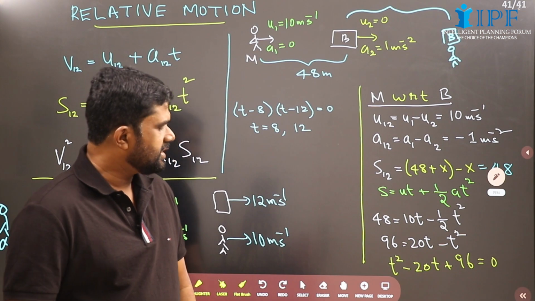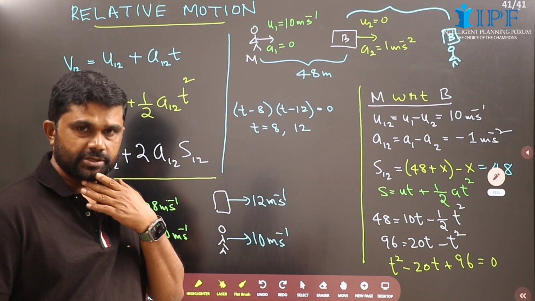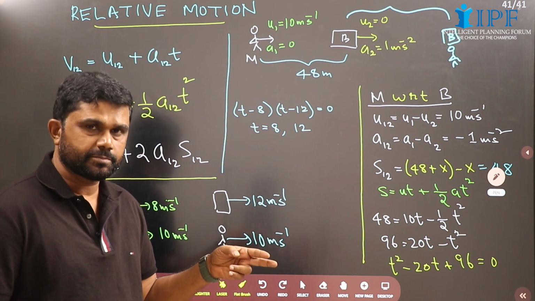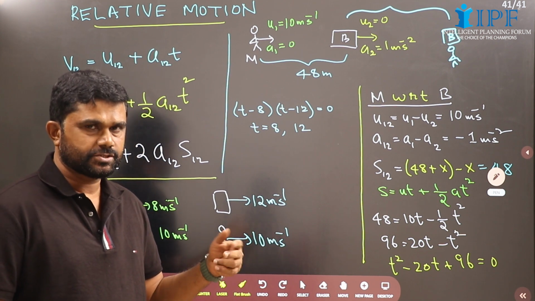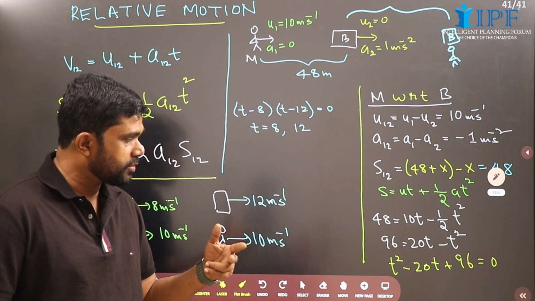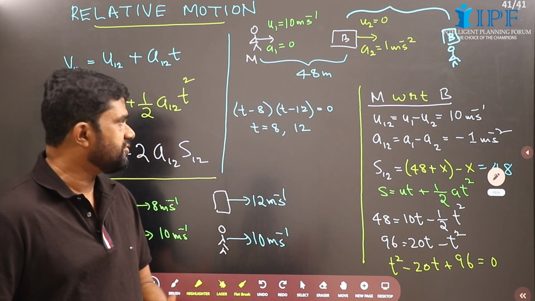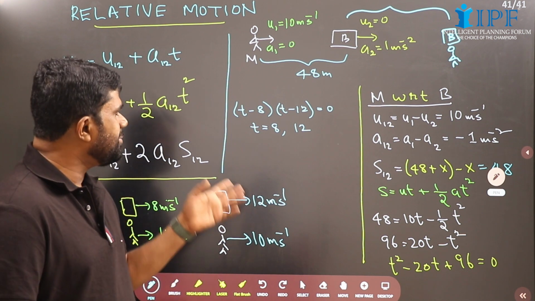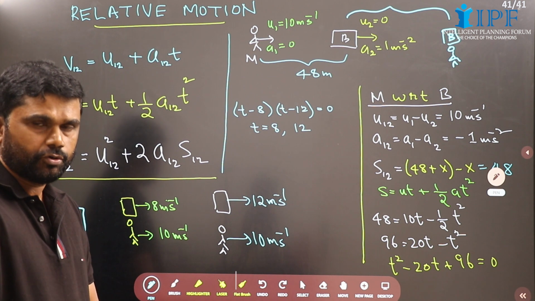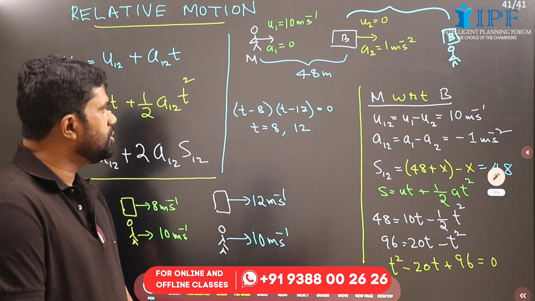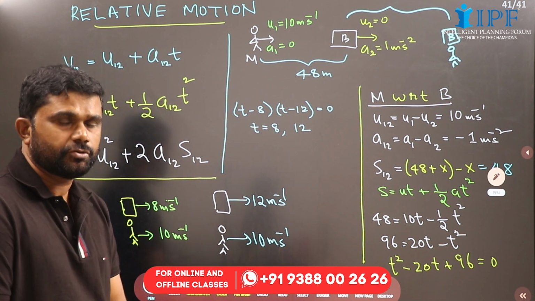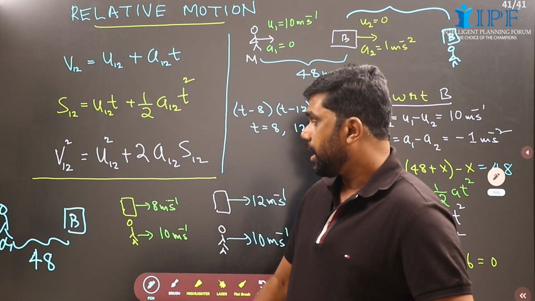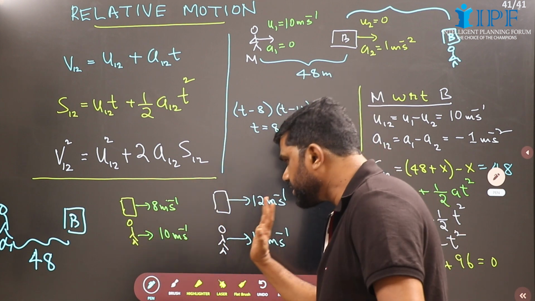See, we can factorize this equation. There should be two factors whose sum must be minus 20 and whose product must be plus 96. So both factors must be negative, so as to get a negative sum and positive product. The factors of 96 are 8 and 12. So we can write t minus 8 into t minus 12 equal to 0. If the first factor is 0, t equals 8. If the second factor is 0, t equals 12. What does it mean? The bus and the man will come together after 8 seconds and again after 12 seconds.